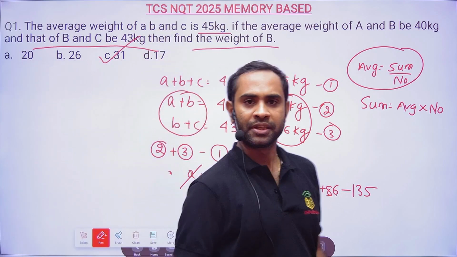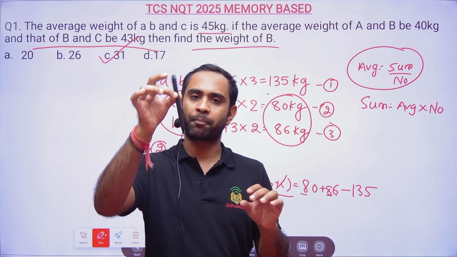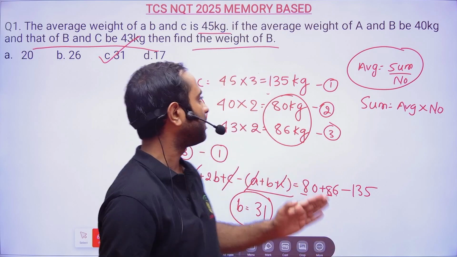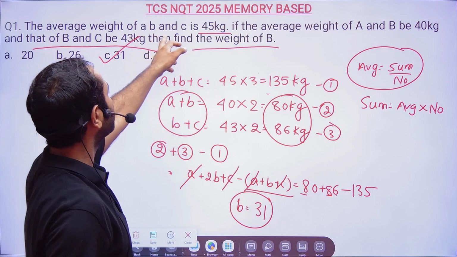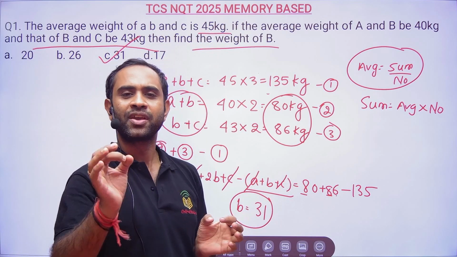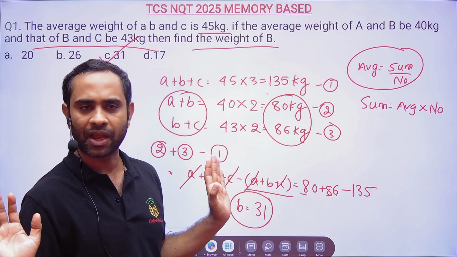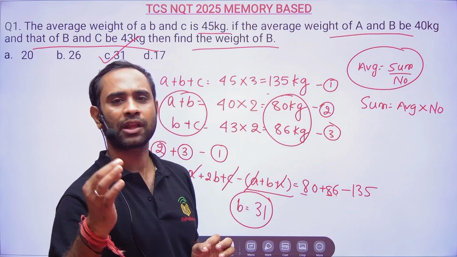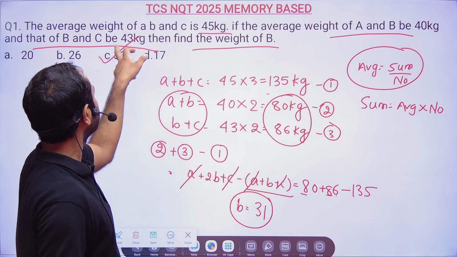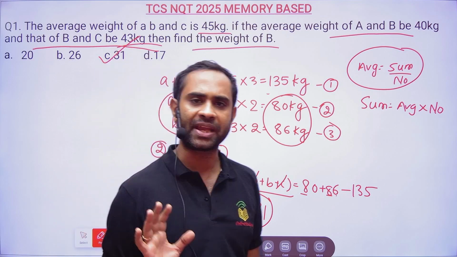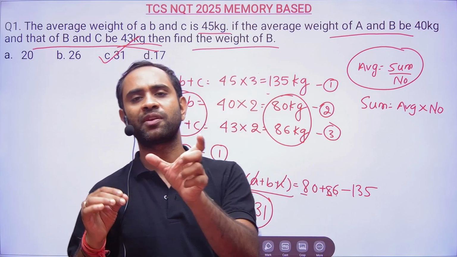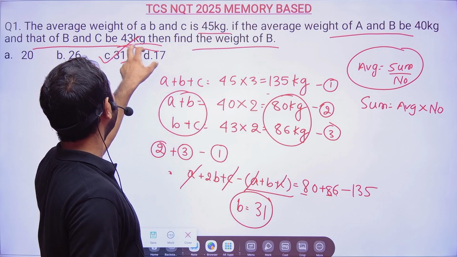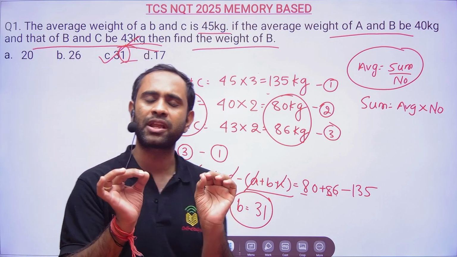Okay, now this problem, put your pen down, right? So put it here and see the data, you will be easily able to do. The average weight of ABC is 45 kg. So total will be 45 into 3, 135. Average weight of A and B is 40 kg, so total will be 40 into 2, 80. And here 43 kg, 43 into 2 will be 86. 80 plus 86 will be 166. 166 minus 135, and in the end you should be getting 1. So you don't even need pen and paper.